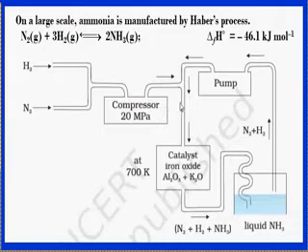Further, they are led into a catalytic chamber which has a catalyst iron oxide with Al2O3 and K2O, and further the ammonia that is obtained is liquefied, and here we get liquid ammonia along with N2 and H2, that is dinitrogen and dihydrogen.